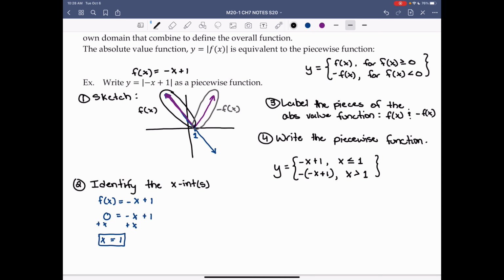there's our piecewise function. Y equals negative x plus 1 when x is less than or equal to 1, and negative bracket negative x plus 1, the reflection of negative x plus 1, when x is greater than 1.